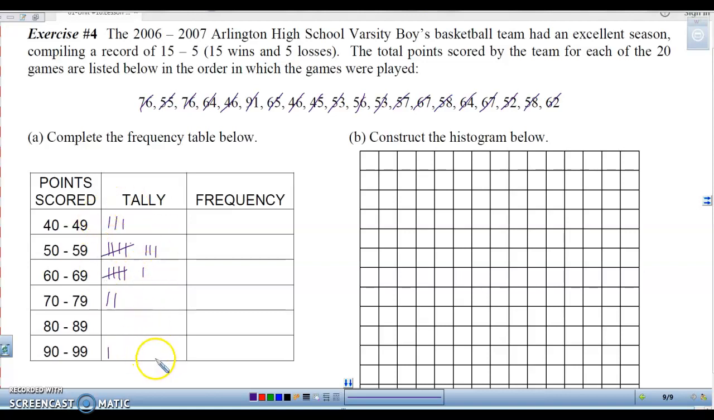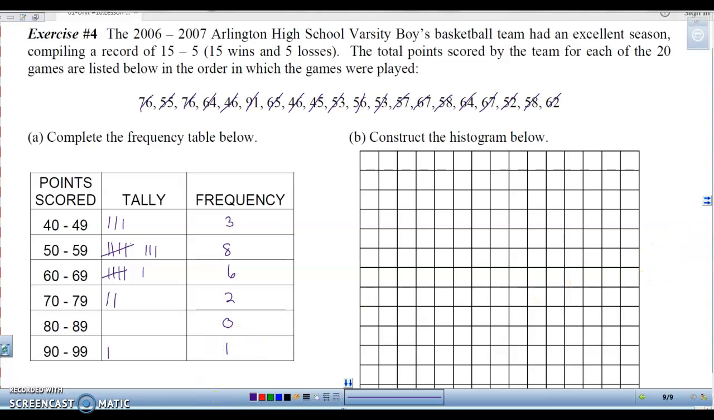So now all I have to do is count up my tally marks. Between 40 and 49, I have 3 tallies, so I have a frequency of 3 that fall in that range of scores. 50 to 59, I have 8. 60 to 69, I have 6. 70 to 79, I have 2. I have none between 80 and 89, and only 1 between 90 and 99.